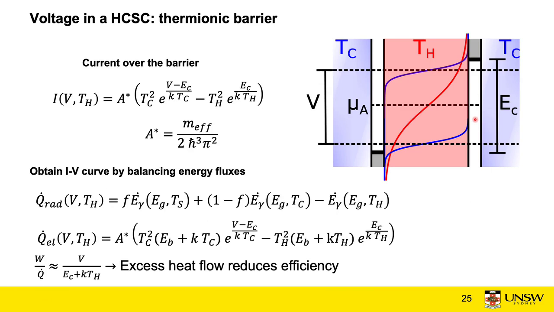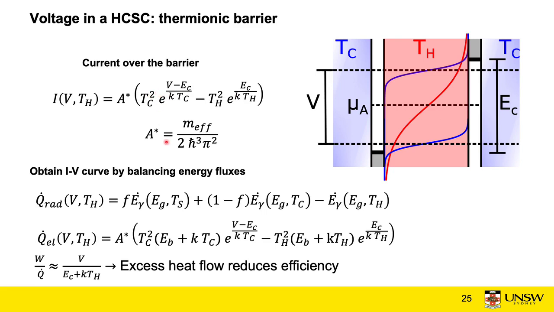Let us consider instead something that can be made, which is a thermionic barrier. So all the electrons can flow above that energy. Here, we do not have a simple analytical function that tells us the voltage for a given temperature. Instead, we have to solve the energy balance at each voltage to obtain the temperature, and from that we get the current as well. The current is now given by the difference between forwards and backwards currents.